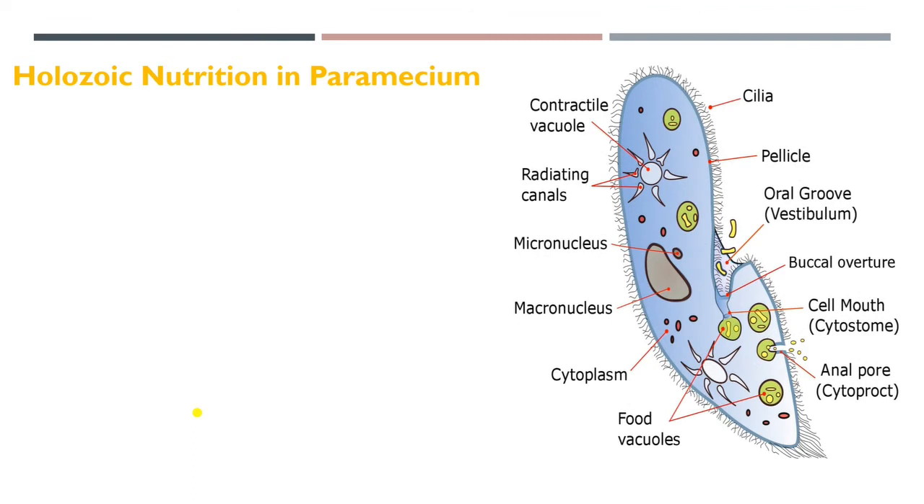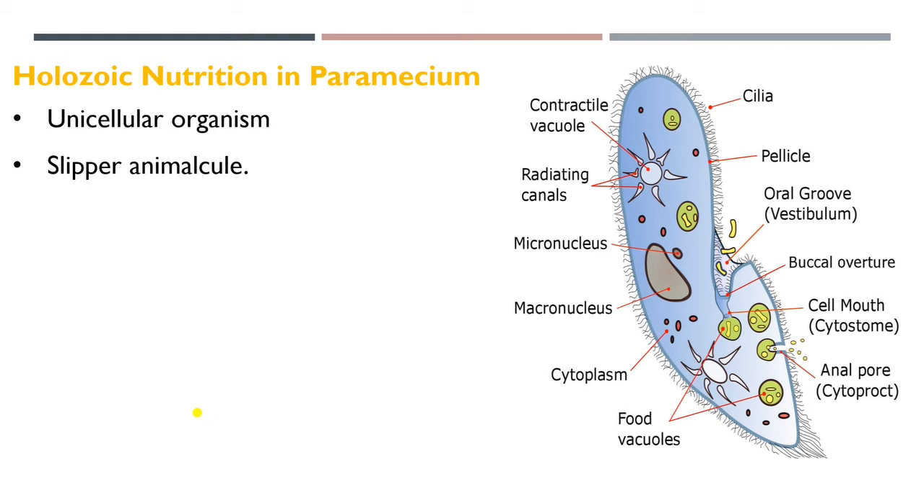Now we discuss holozoic nutrition in Paramecium. Paramecium belongs to phylum Protozoa. This is also a unicellular microorganism. The Paramecium looks like a slipper. That's why it is called a slipper animalcule. The whole body is covered with cilia. The movement of the cilia is helpful for the collection of food into the cytoplasm.